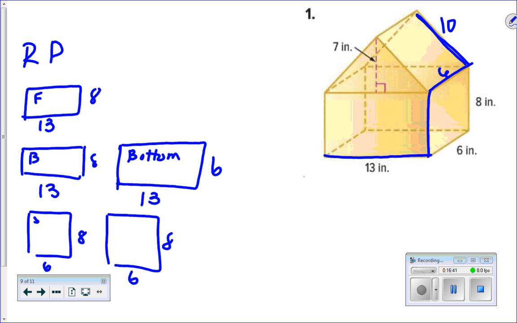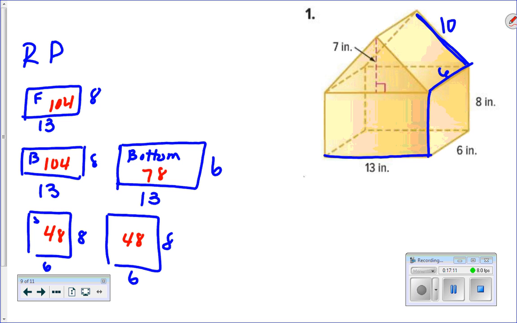Want me to find those quick? Hold on. So 8 and 6, this is the easy one. This is 48. This is 48. 13 times 8. This is going to be 104. This is going to be 104. And then the bottom will be 13 times 6. This is going to be 78. Okay, so we're good on the rectangular prism, right? We got 5 sides of it.